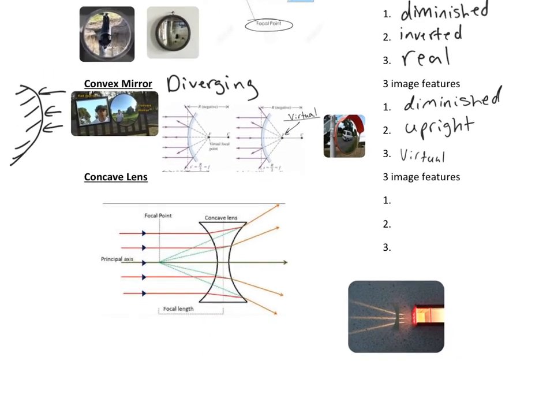All right, concave lenses. So concave lenses are divergent as well, meaning that the light is going to diverge out. Concave lenses produce an image that is diminished, upright, and virtual, just like the concave mirror.